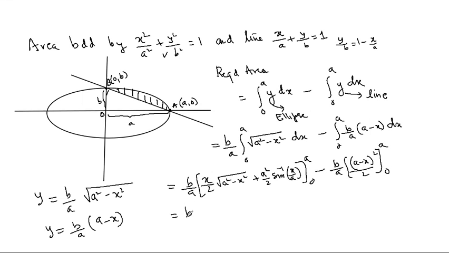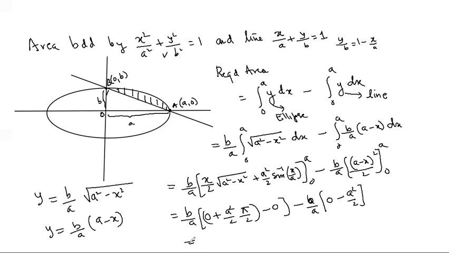If you apply the limits, we get 0, then A square by 2 times sine inverse 1, which is pi by 2. Remaining everything is 0. Minus B by A: when you put A here, you'll get 0, and when you put 0 here, you'll get A square by 2. So tell me the final answer. B by A, I'm going to take common throughout. Both have B by A times pi A square by 4.